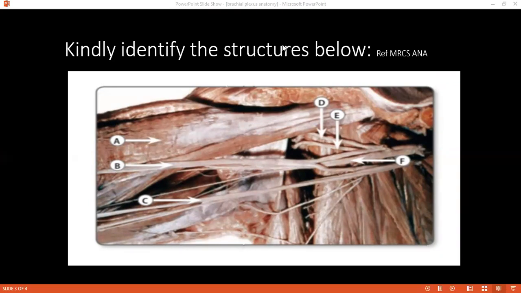Good. There is a term most often used, prefixed and postfixed brachial plexus. What do you understand by that? Prefixed means when the C4 joins the C5. Yes. And postfixed means when the T2 joins the T1. Very good. All right. Thank you.